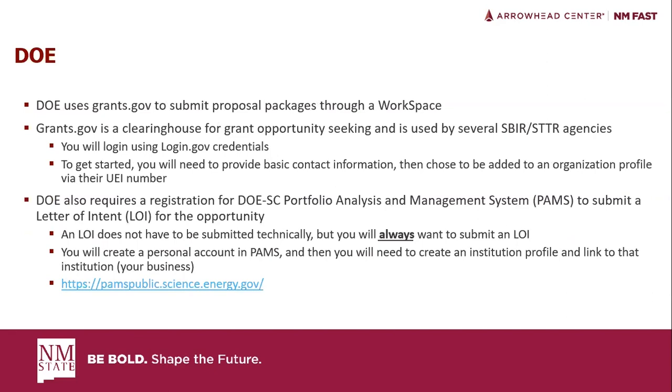The Department of Energy, or DOE, uses grants.gov to submit proposal packages through a workspace. Grants.gov is a clearinghouse for grant opportunity seeking and is used by several SBIR and STTR agencies, as you can already see. You will log in using the login.gov credentials that we have already mentioned a few times. To get started, you will provide some basic contact information. You will also add your organization to the account via the UEI number. And you will create a workspace where you will build your whole proposal package and submit it.